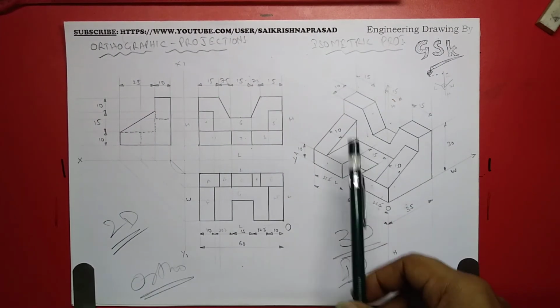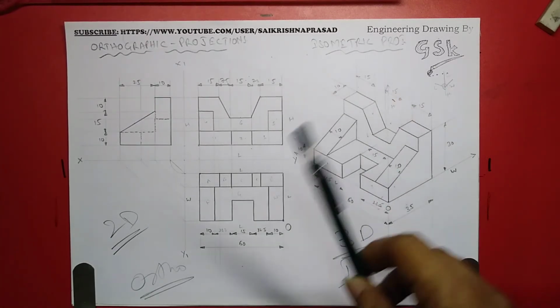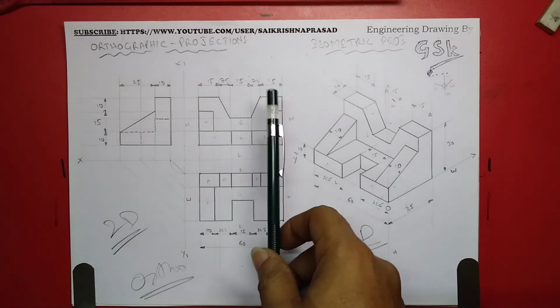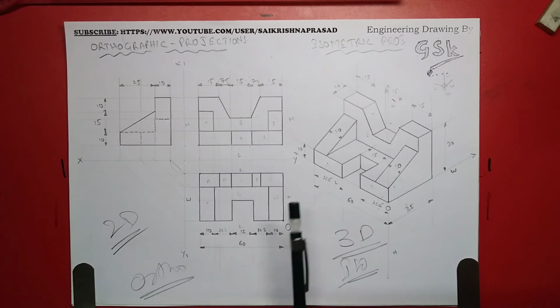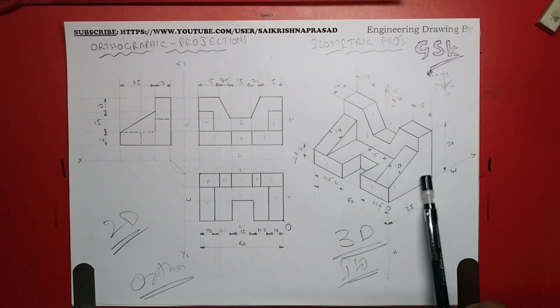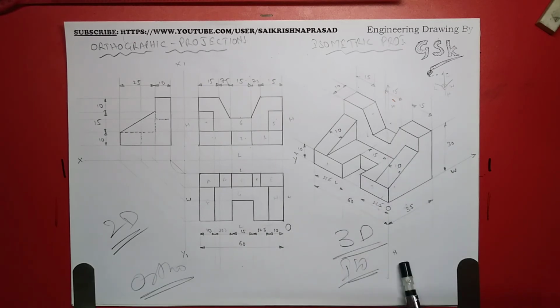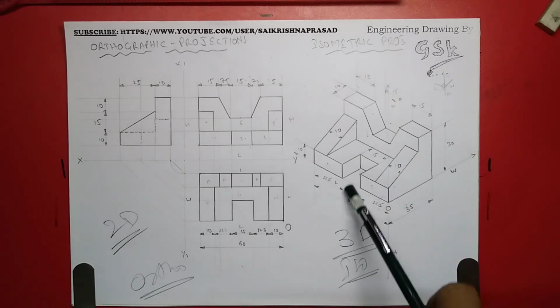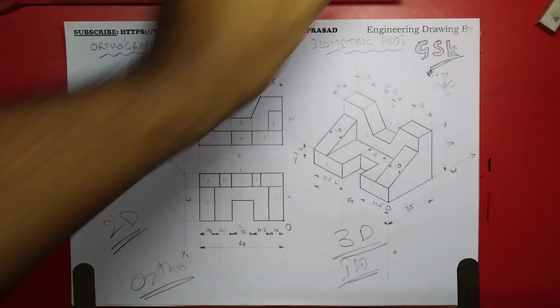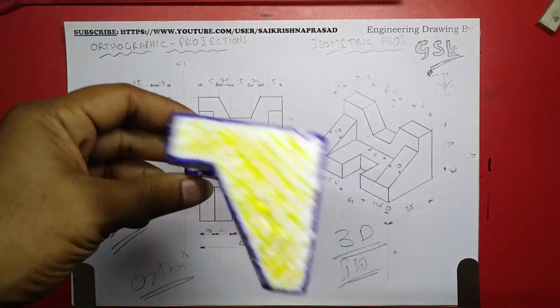This is the isometric object. Here I can get all the dimensions, length, width, height. Here in front view I can get the length and height. Here length and width, here width and height. So these projections have to be placed in 3D with the help of these 120 degree lines, length, width and height lines, 120, 120, 120. I hope everyone understands how to draw the isometric and orthographic projections of such objects.